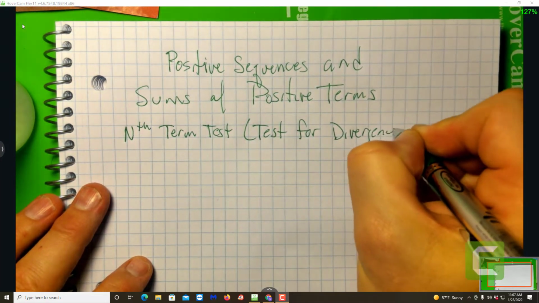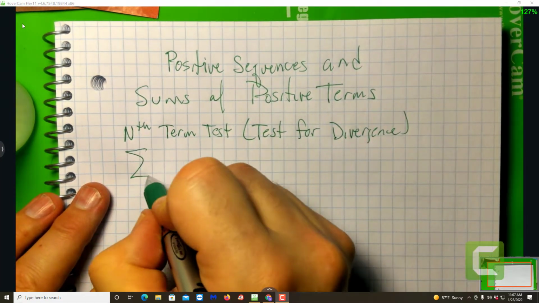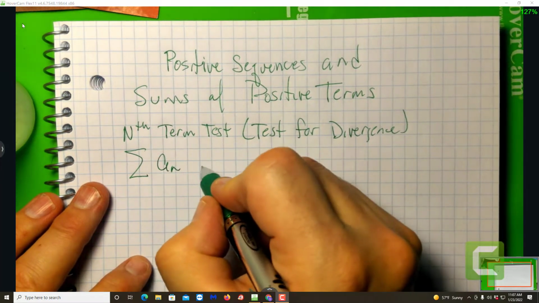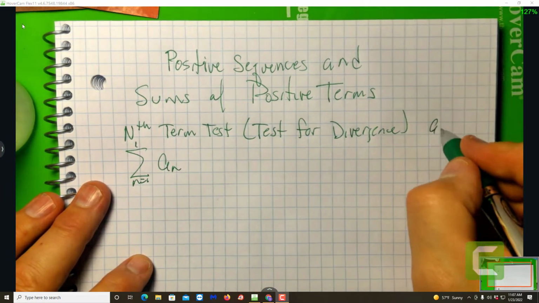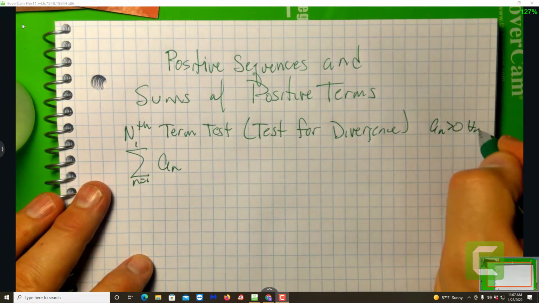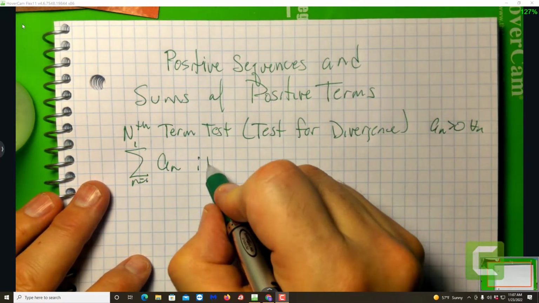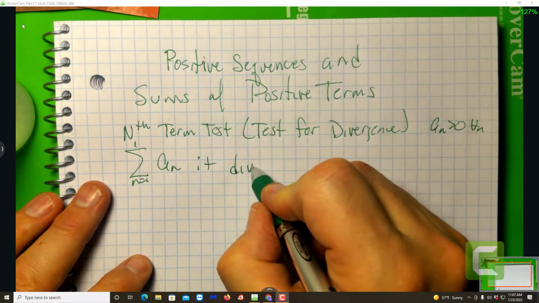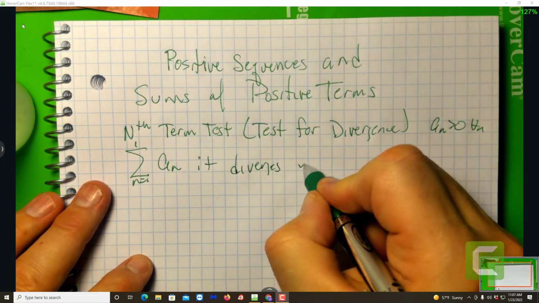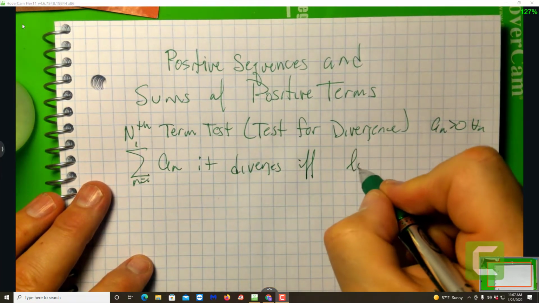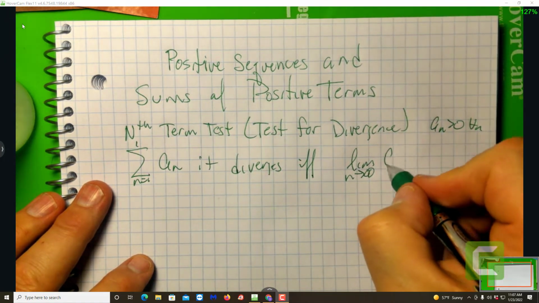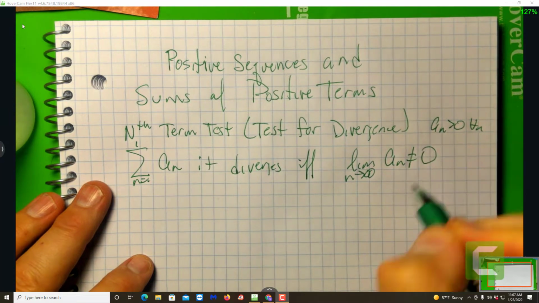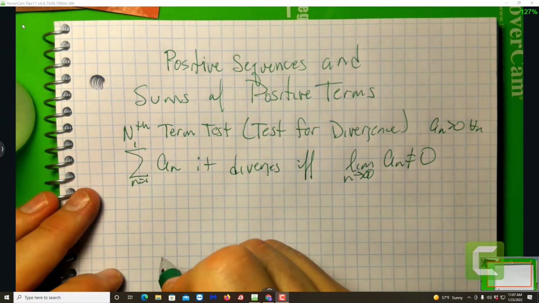And it says this: if you have a series, oh, and by the way, the terms are positive for all n, it will diverge if, when you take the limit of the general term, regardless of the index, it's not 0. Okay?